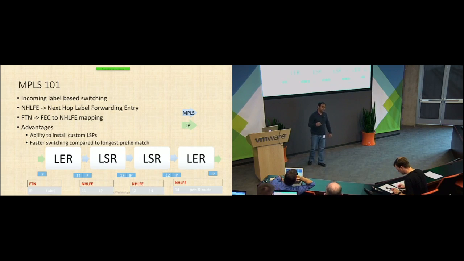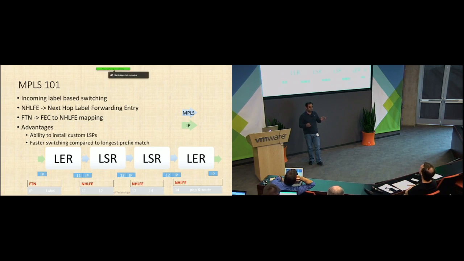One is called NHLFE, which is the next hop label forwarding entry. And what that does, in very plain words, is it tells the OpenFlow switch, hey, if you have an incoming packet on a particular port for an IP destination network, what are you going to do with that?